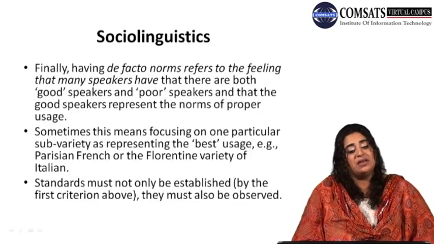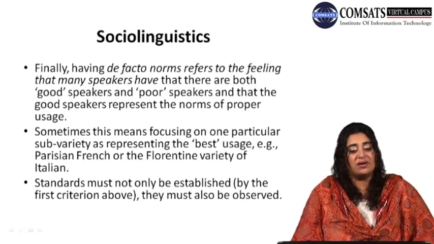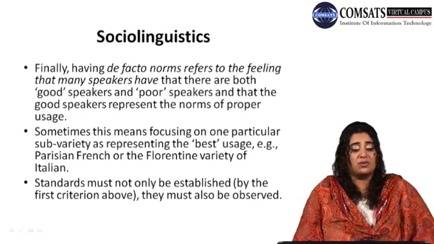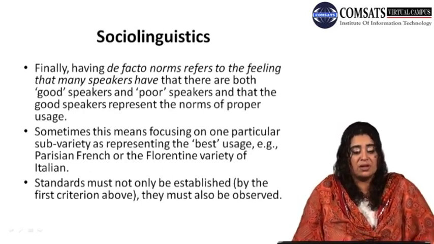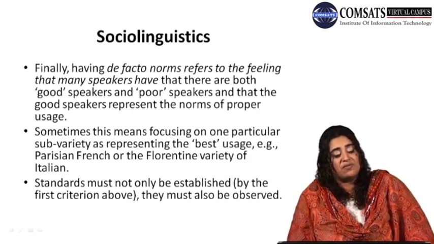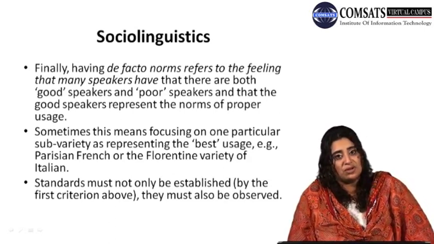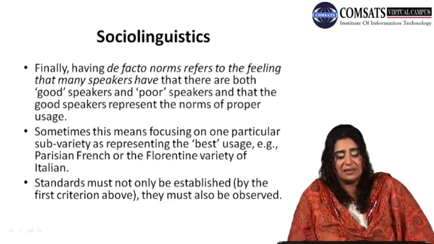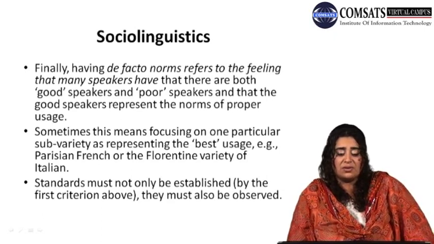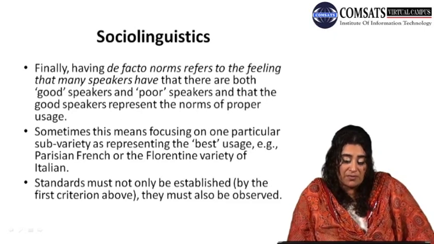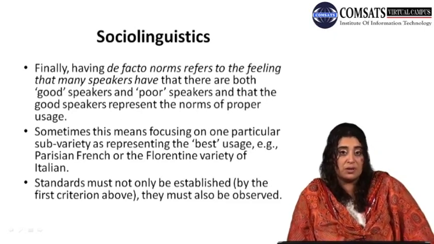So finally, having de facto norms refers to the feeling that many speakers have that there are both good speakers and poor speakers, and that the good speakers represent the norms of proper usage. Sometimes this means focusing on one particular subvariety as representing the best usage, for example, Persian, French, or the Florentine variety of Italian. Standards must not only be established by the first criterion above, they must also be observed.